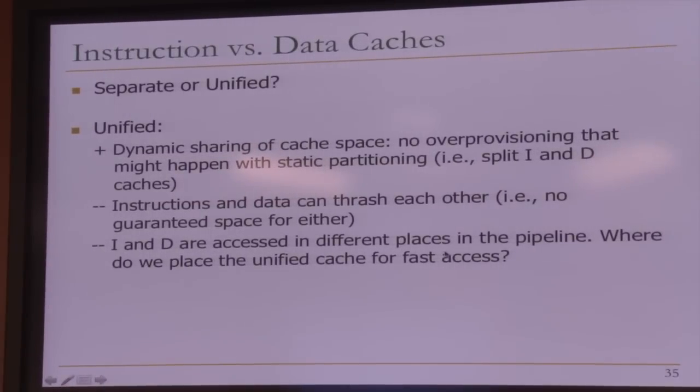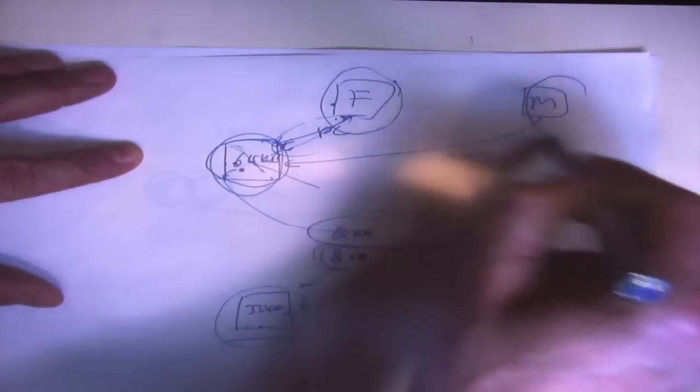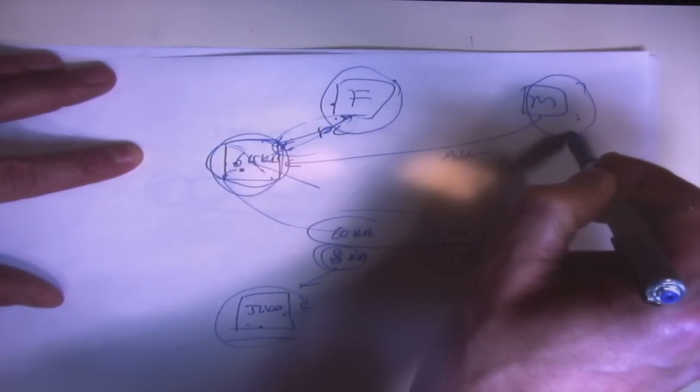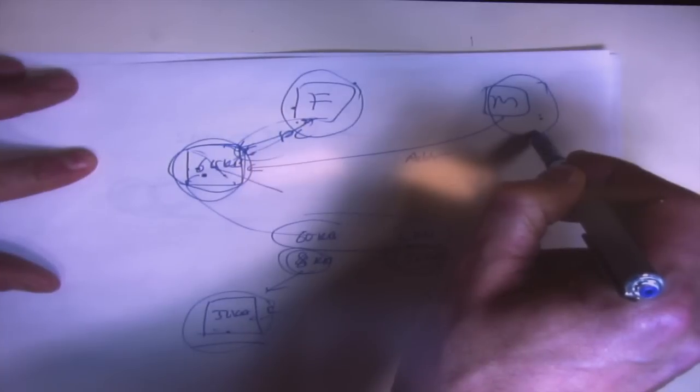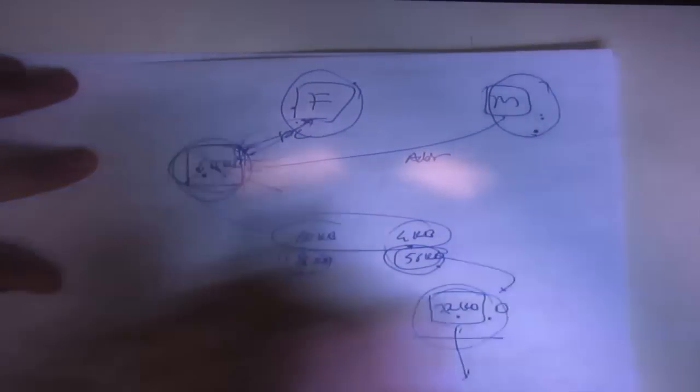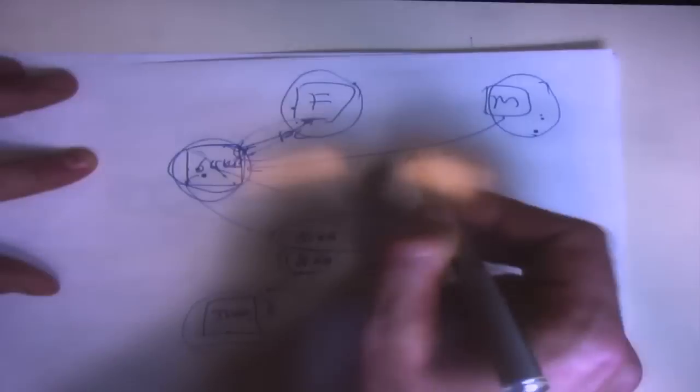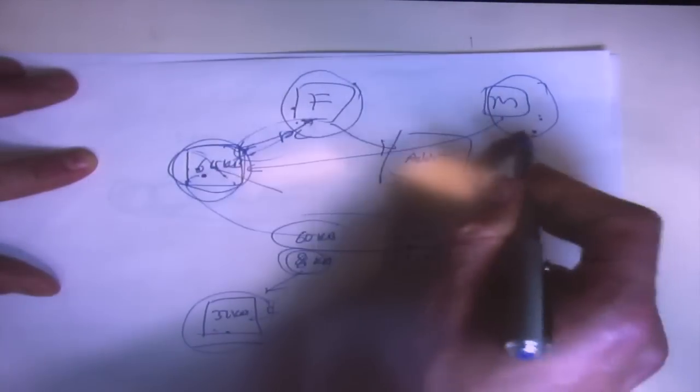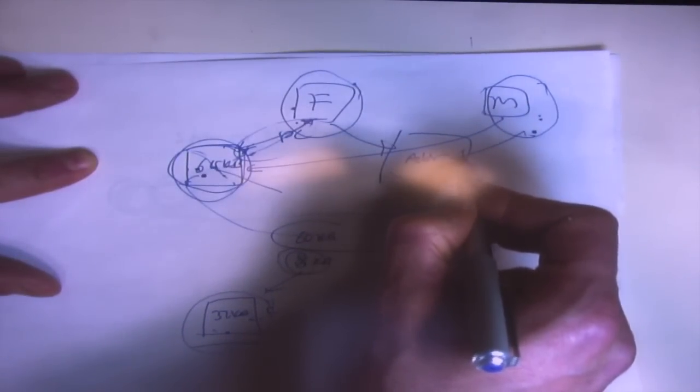There's another problem, which is instruction and data caches are accessed in different places in the pipeline, right? If you look at this picture, it was very accurate, actually. For instruction access, you're accessing in the fetch stage. And for data access, you're accessing memory in the data cache stage or memory access stage. And these are actually pretty far from each other. If you need to place a unified cache, where do you place it? Do you place it in the middle? Do you make it multi-ported? Or do you place it closer to the fetch? How do you do the wiring? Right. That's actually a very real problem.